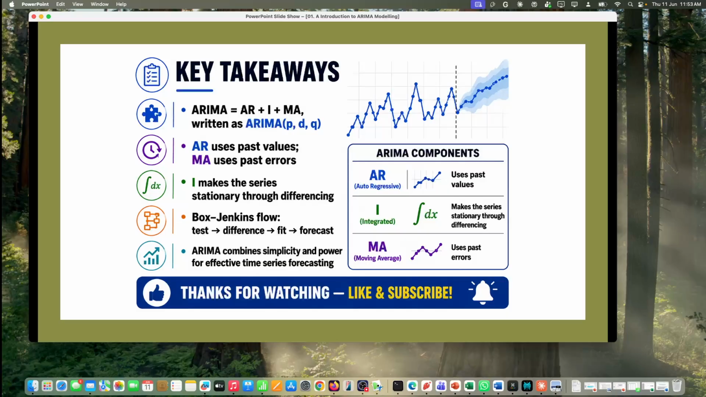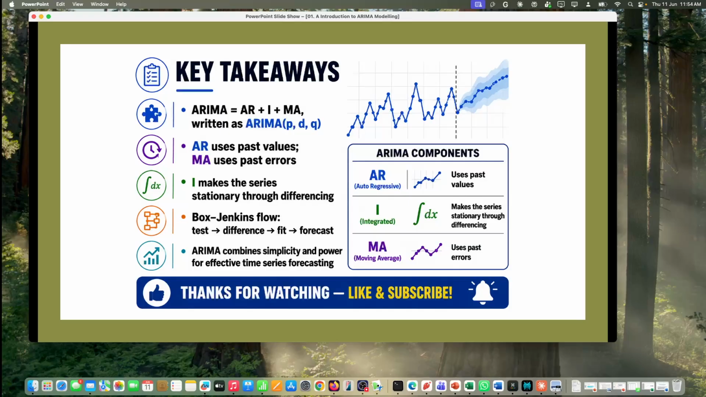So the key takeaway from this discussion: we have discussed what an ARIMA model is, an auto-regressive integrated moving average model. Then what are the PDQ and what do they represent? AR uses the past values, MA uses the past errors, and I is used to make non-stationary data stationary by using differencing. Then the Box-Jenkins flow: test, difference, fit and forecast. So the ARIMA model combines simplicity and power for effective time series forecasting.